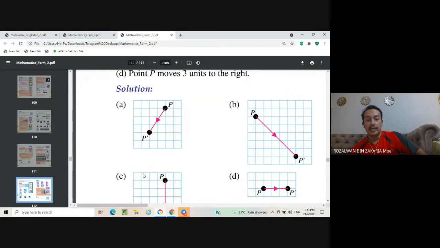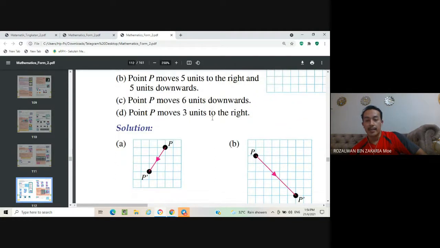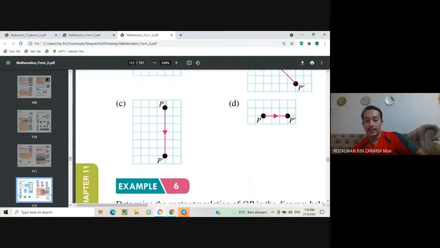Okay, now for the C. Point P moves 6 units downward. That means starting from point P here, it just moves 6 units downward. So you move: 1, 2, 3, 4, 5, 6. So you label here P prime.